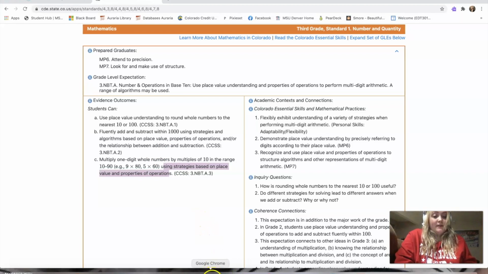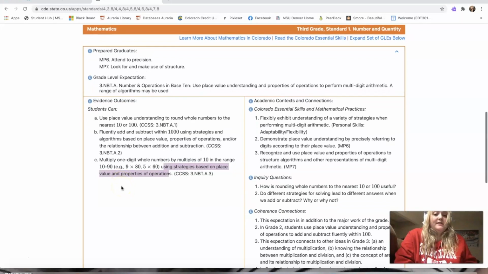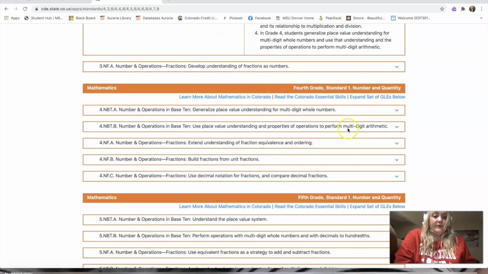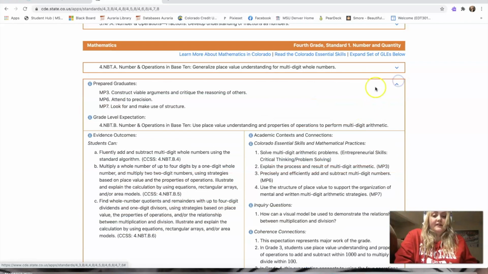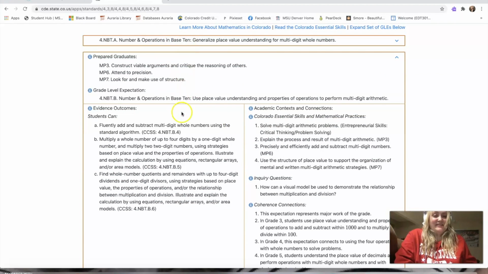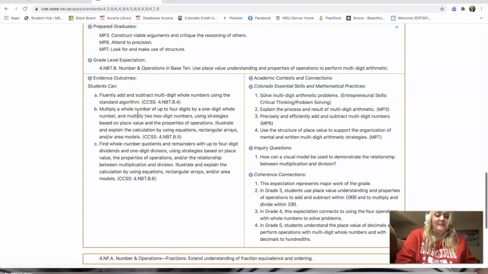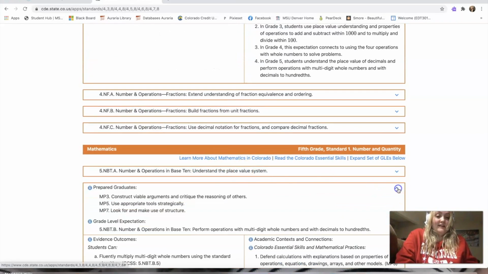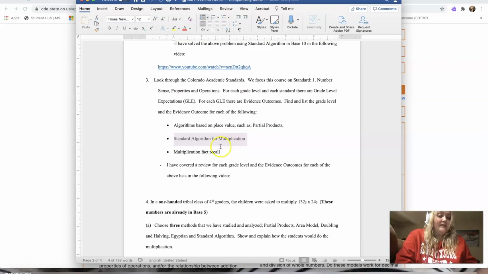So third grade seems to be when we start getting into the place value aspect of using those strategies in multiplication. For the second detail here, we're looking for the standard algorithm for multiplication. If we look into fourth grade, under number and operations in base 10, we are fluently adding and subtracting multi-digit numbers using the standard algorithm, but not necessarily fluent with the standard algorithm in multiplication yet. That comes in fifth grade. So we see this right here: fluently multiply multi-digit whole numbers using the standard algorithm. So that's where we find this second detail. It's really covered in fifth grade, when we're expecting fluency in this.